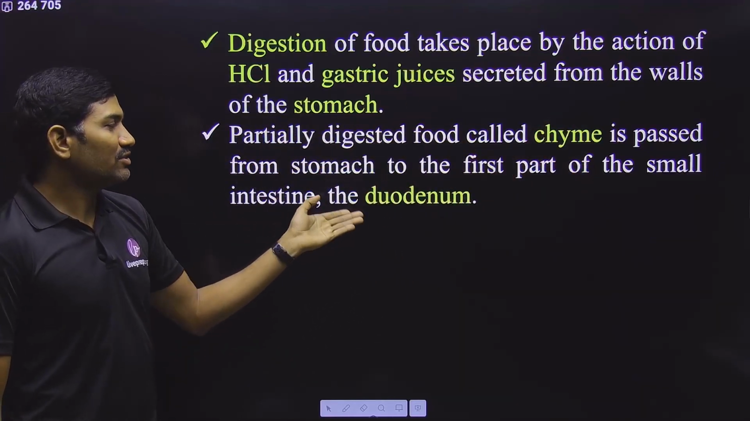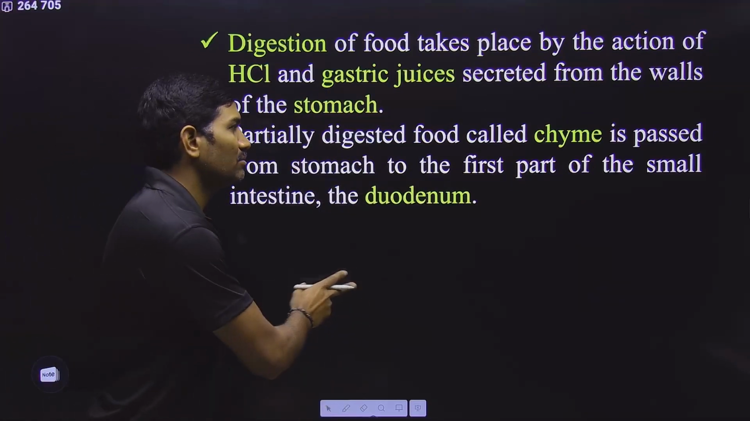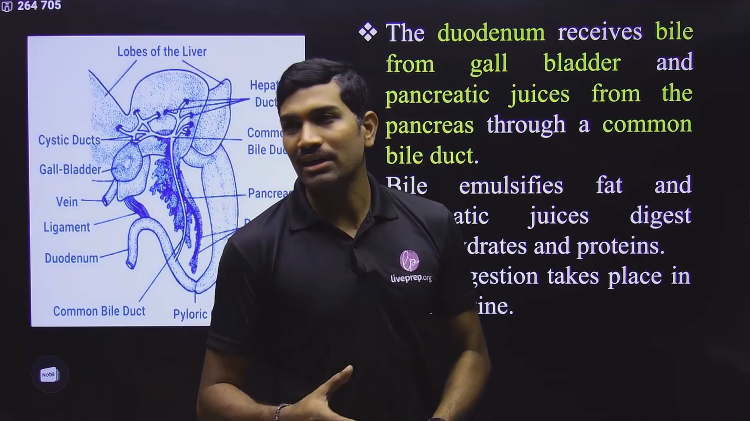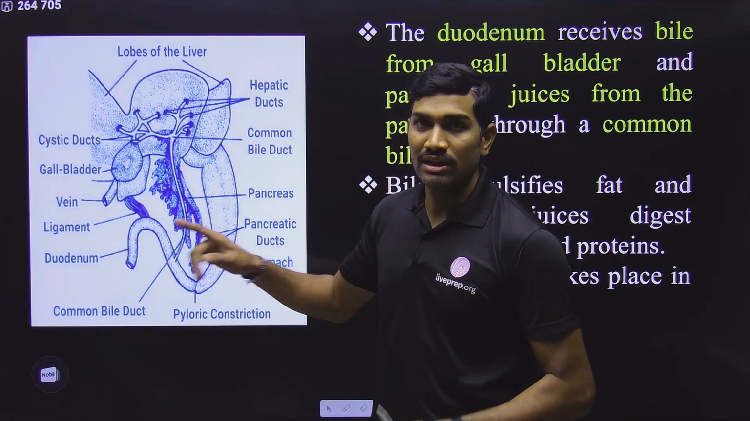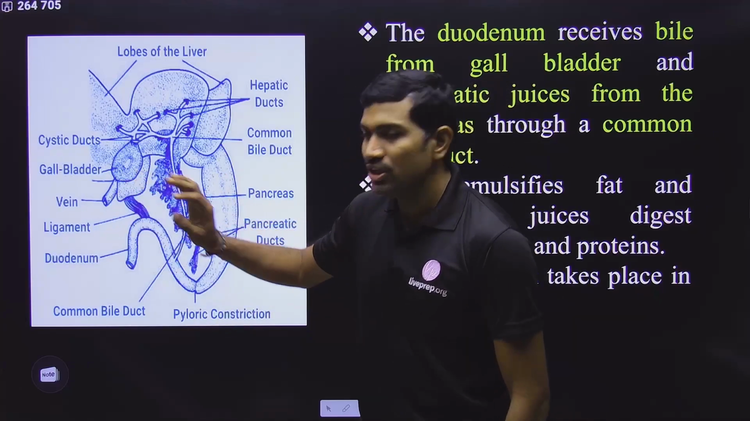In that intestine, what is the first part? It is the duodenum. So it is going into the first part, which is called the duodenum. So in this way it is going. And now, what is collected into this duodenum? Observe very carefully. The acidic chyme from the stomach is coming into the duodenum.